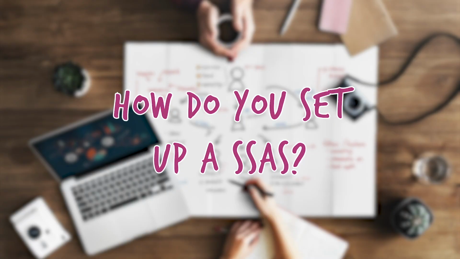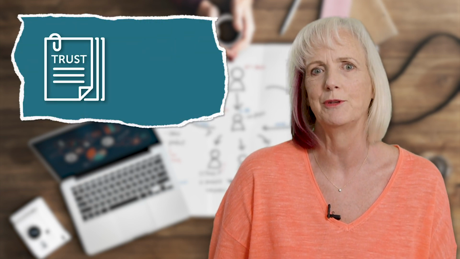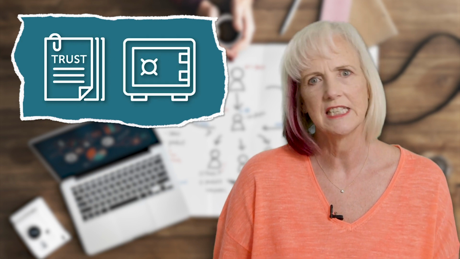So how do you set up a SSAS? You'll need trust documentation, which will have to be registered with HMRC before any contributions can be paid. You'll also need to set up a trustee bank account.